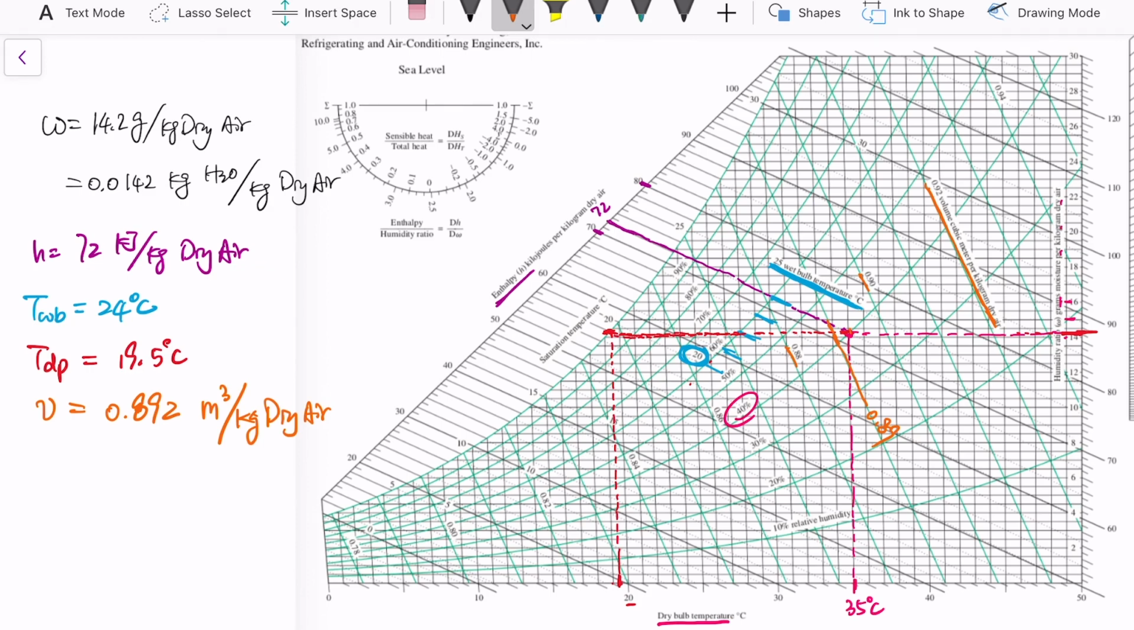So this is the example of how to read this psychrometric chart. Make sure you practice and know how to use it. This is going to be the foundation for all the rest of the examples of this chapter.